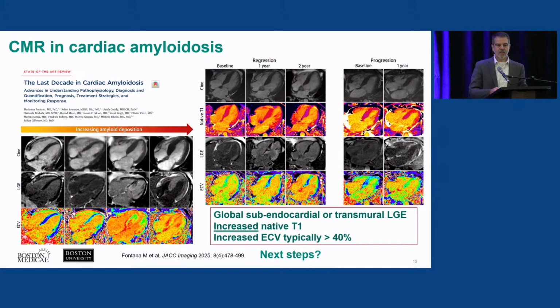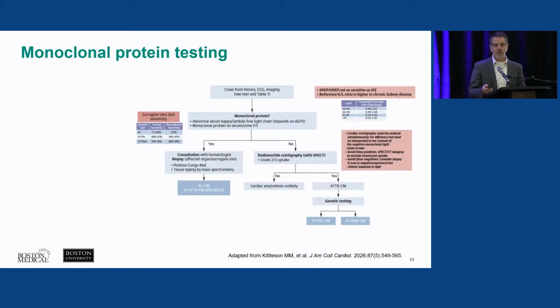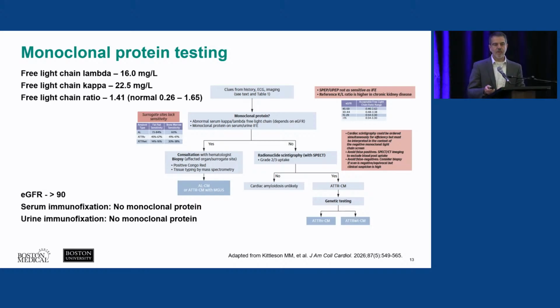And this is just a nice review by Mariana Fontana showing how we've evolved in our thinking of MRI in cardiac amyloidosis over the past decade. It really has become kind of like the gatekeeping test for wall-thickening diseases, certainly in younger people. And you can make an argument in an older person to go to PYP imaging if you think about amyloid.